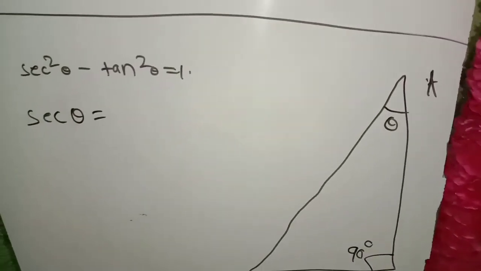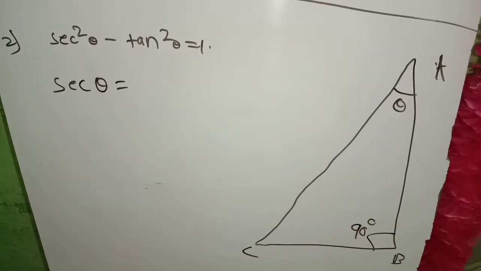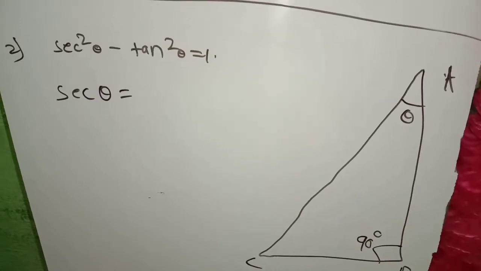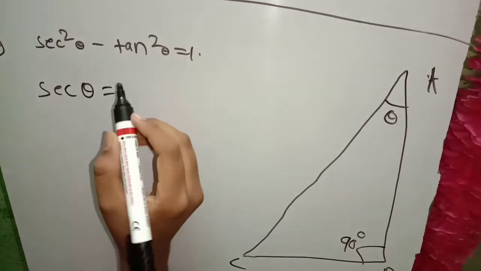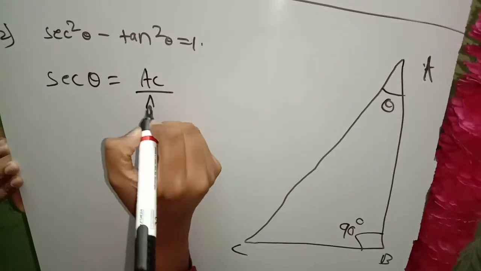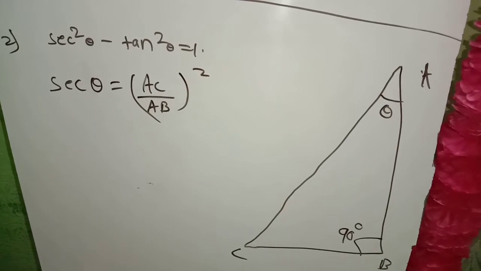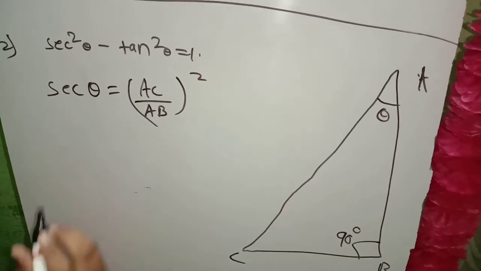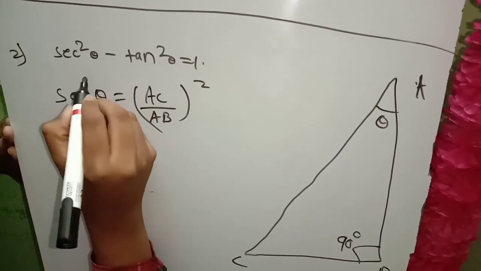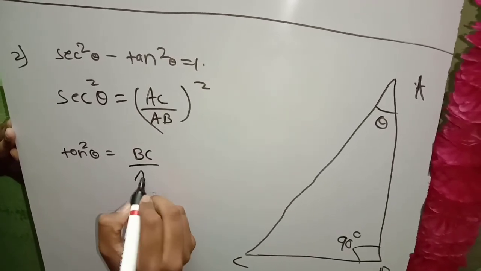So friends, now we are describing our second important identity for exercise 11.4. It is secant square theta minus tan square theta is equal to 1. Secant theta is hypotenuse by adjacent side, so secant square theta is AC by AB whole square. And tan theta is opposite side by adjacent side, so tan square theta is BC by AB the whole square.